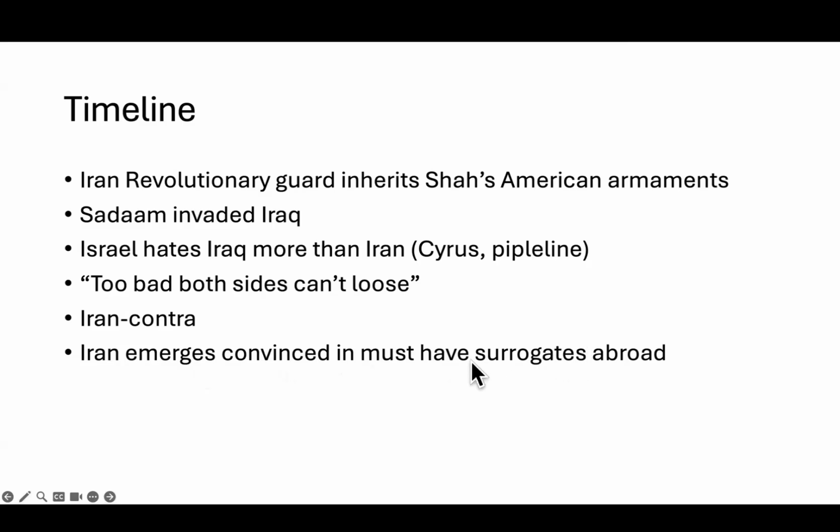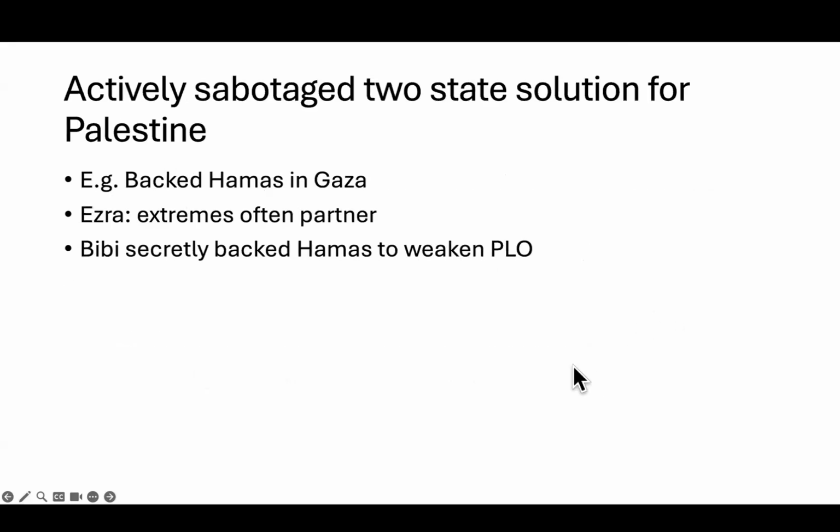And Iran emerges from this war convinced that it's got to have surrogates abroad. So it actively sabotages the two-state solution for Palestine, which I found interesting. This is in the discussion with Ezra Klein. Take a listen. It's pretty interesting.